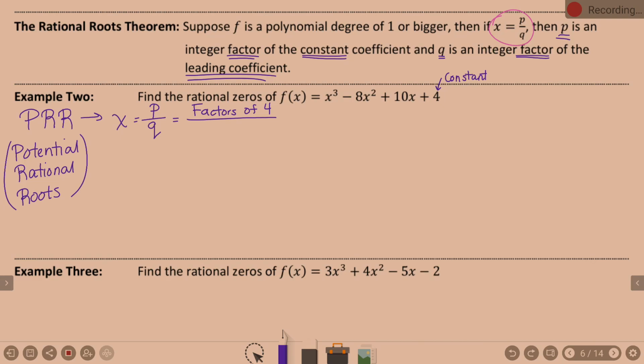Yeah, we did. What's my leading coefficient? 1. Yes? The invisible 1 here, yes? That is my leading coefficient.